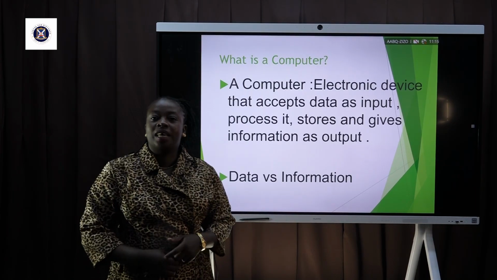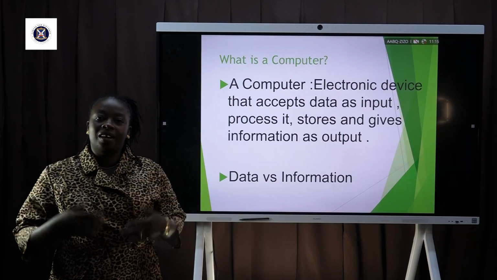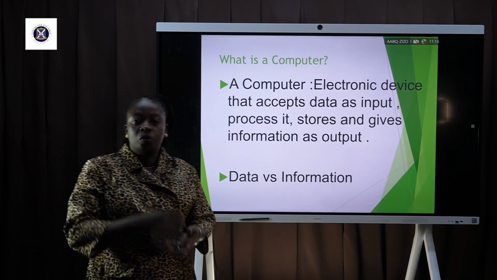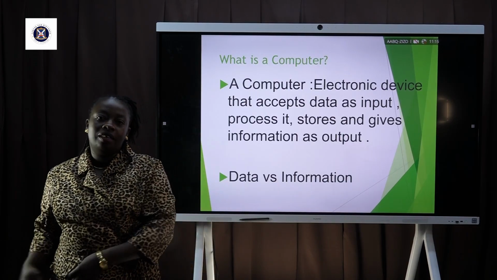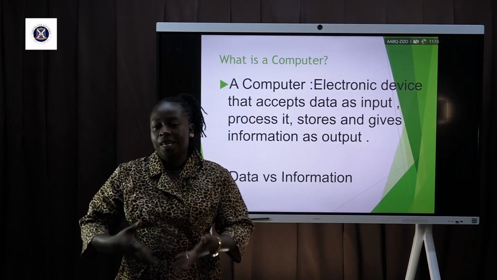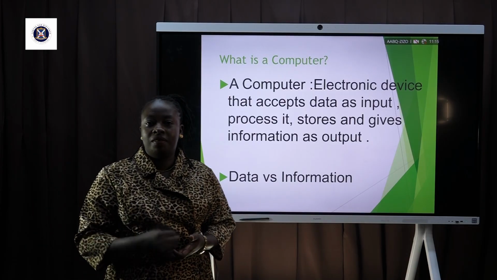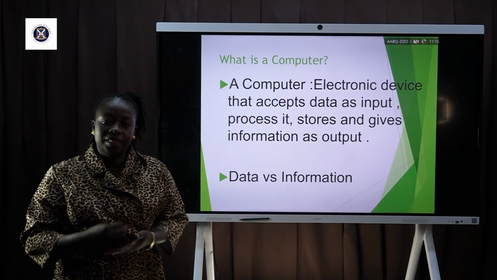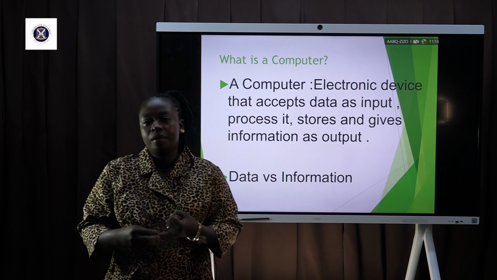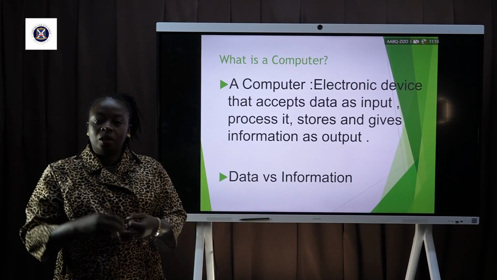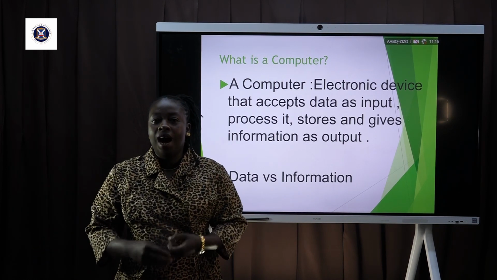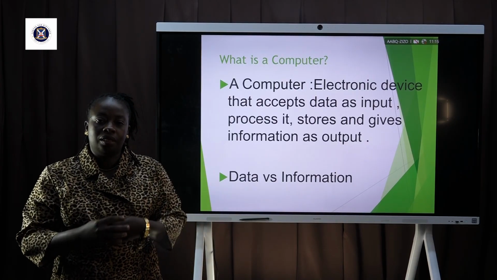So what is a computer? Computer is a word that we use on our daily basis. We make use of computer itself in our daily activities. But how can we define computer? Computer is an electronic device that has the ability to accept data, process the data, store the information if necessary, and give out outputs as information.